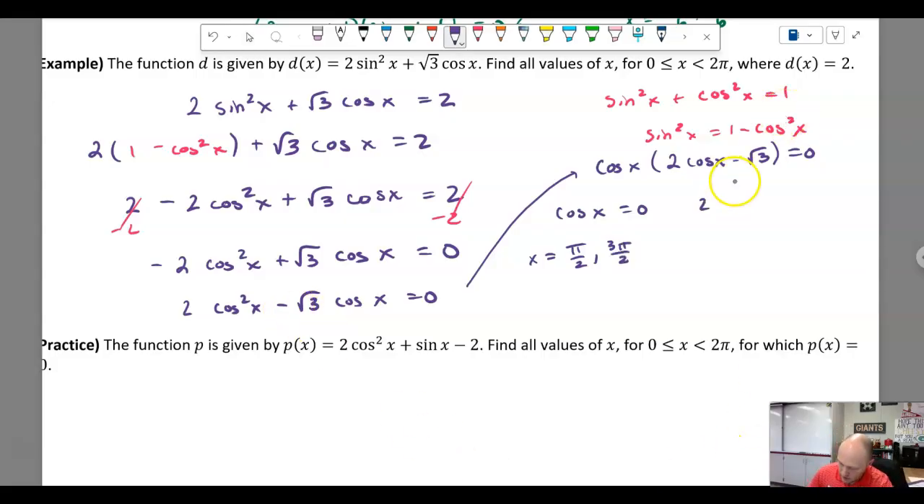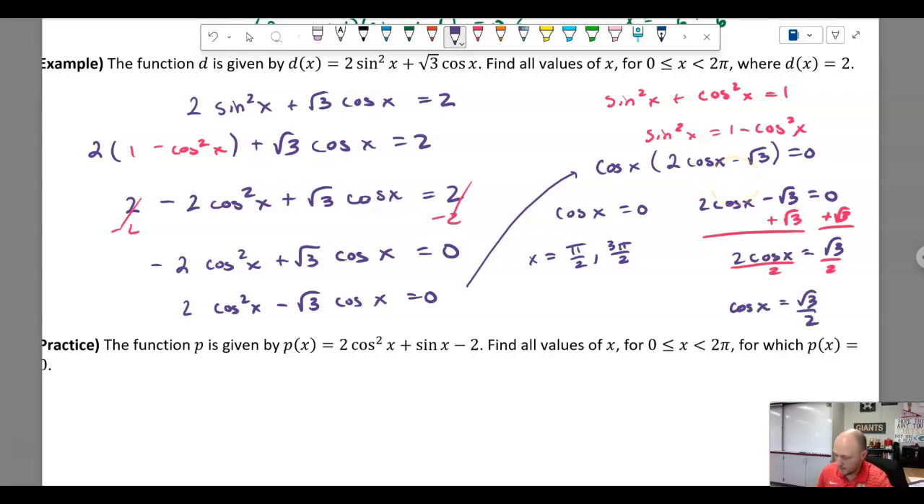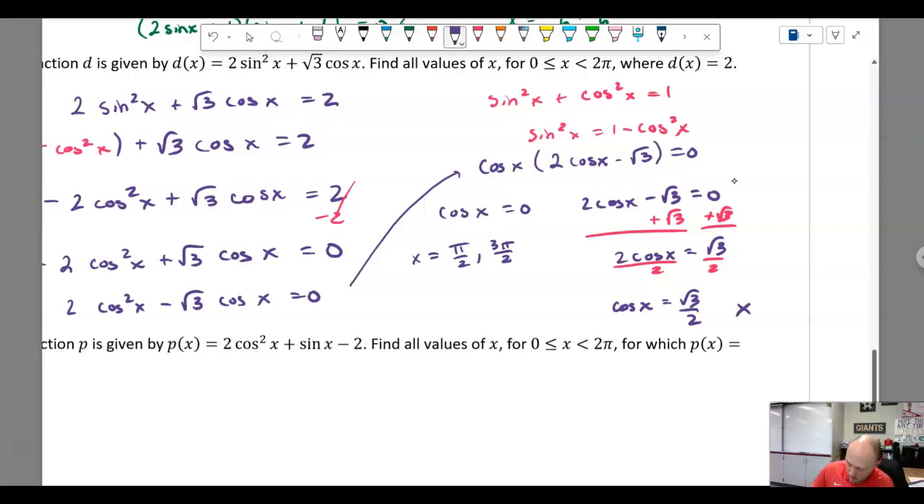And then we have this other equation, 2 cosine x minus the square root of 3 equals 0. We could solve this. Add square root of 3. Then we'll divide by 2. Divide by the 2. Okay. And so where does our x value equal square root of 3 over 2? That's going to be the pi third angles, pi over 3, and I want the other positive one, that's what, 5 pi over 3, quadrant 4.